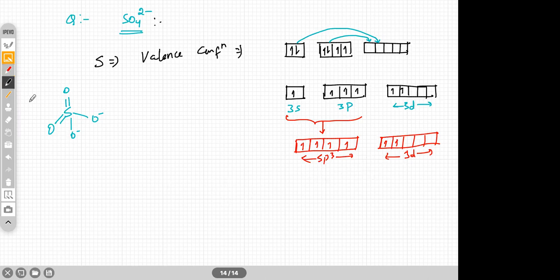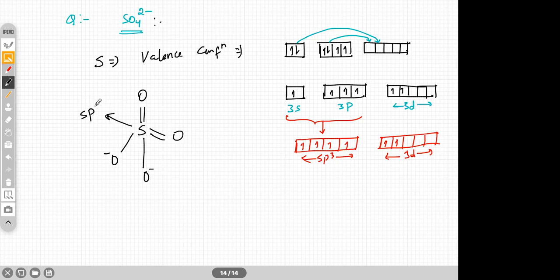I'm just telling you that the structure of the sulfate ion SO4 2 minus, I'll draw it properly, is S double bond O, O minus, and O minus, right? But the orbitals which form the sigma bonds, the hybridization of sulfur here is sp3 hybridized, and that is the answer. If hybridization is sp3, geometry is tetrahedral.